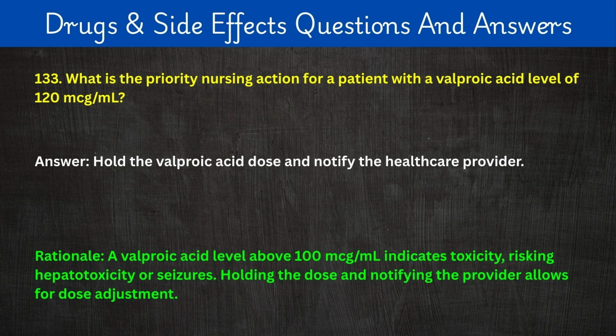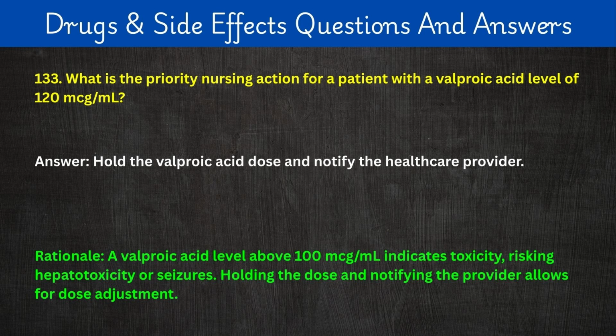133. What is the priority nursing action for a patient with a valproic acid level of 120 micrograms per milliliter? Answer: hold the valproic acid dose and notify the healthcare provider. Rationale: a valproic acid level above 100 micrograms per milliliter indicates toxicity, risking hepatotoxicity or seizures.